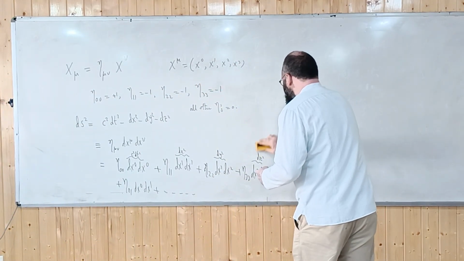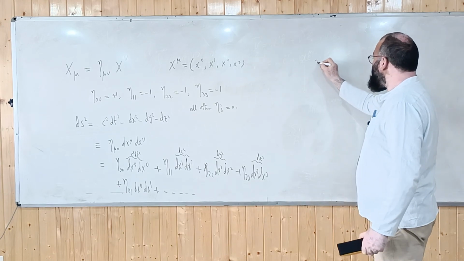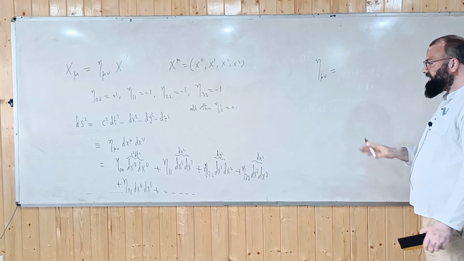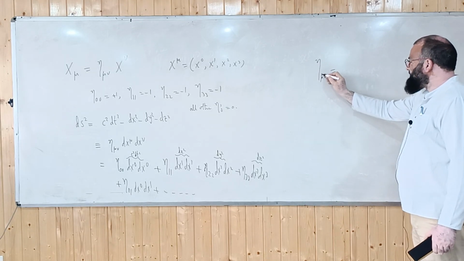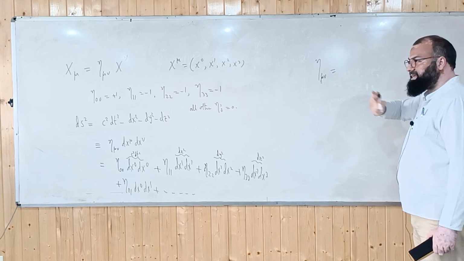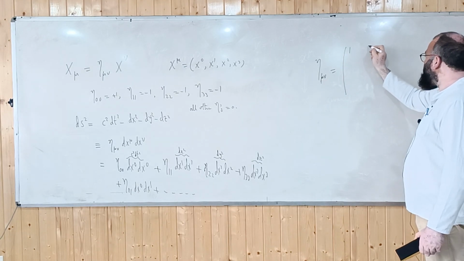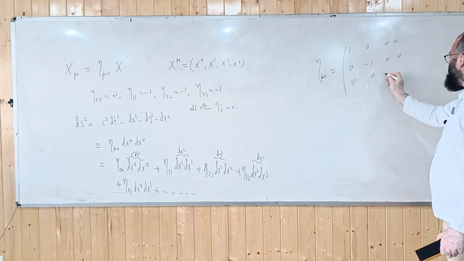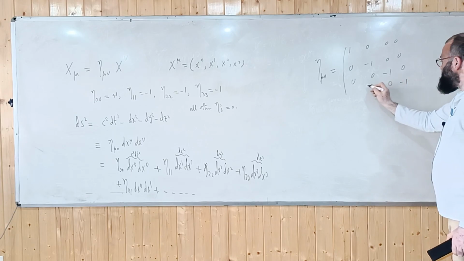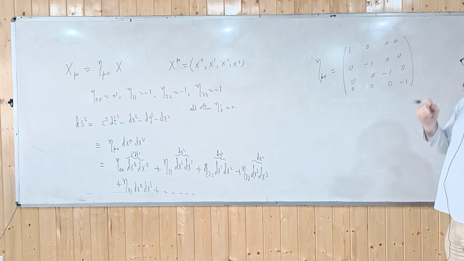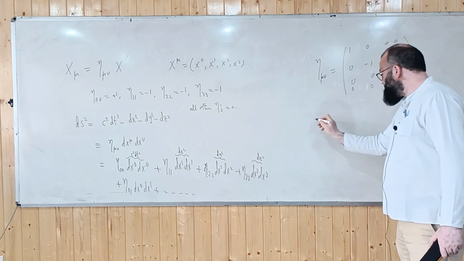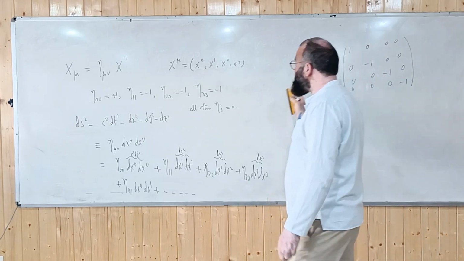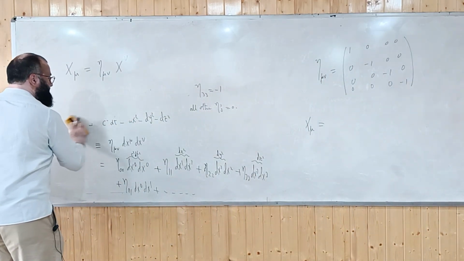So let's write. What is the form of this eta? It's a 4 by 4 matrix. We will not use the word tensor explicitly here. Later on, wherever required, we'll call this simply a matrix for the time being. It is 1 0 0 0, 0 minus 1 0 0, 0 0 minus 1 0, 0 0 0 minus 1. Got it? Now you can construct that x mu. So let's construct this using this.